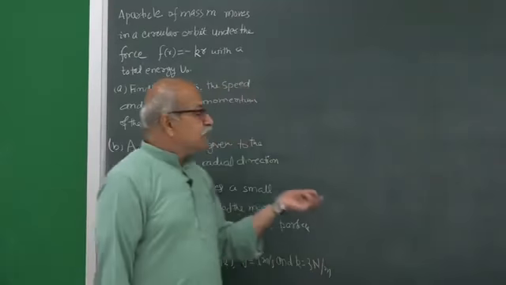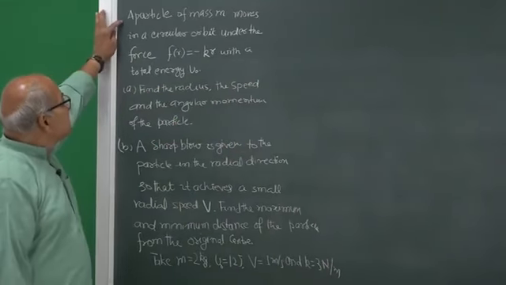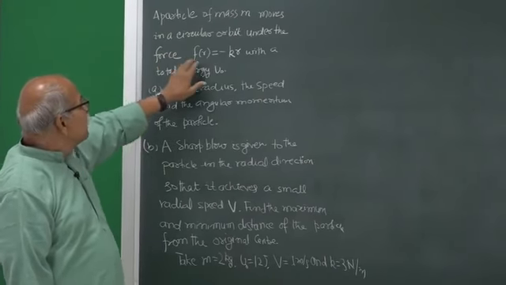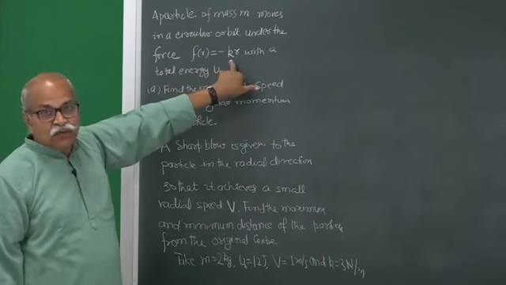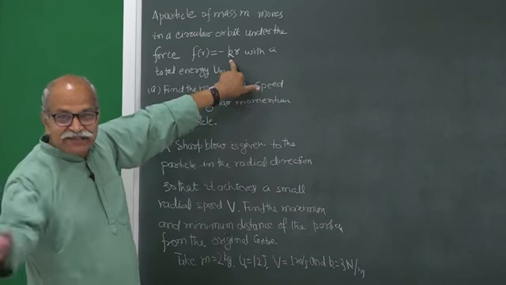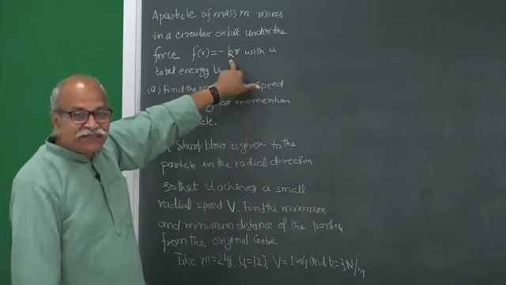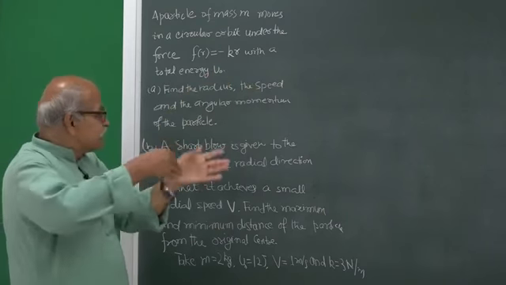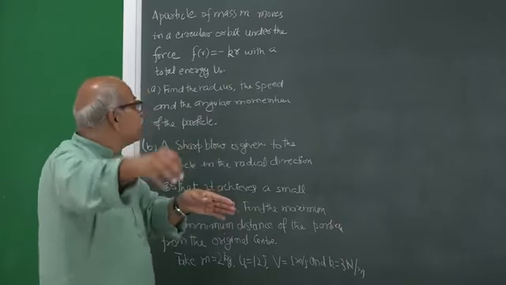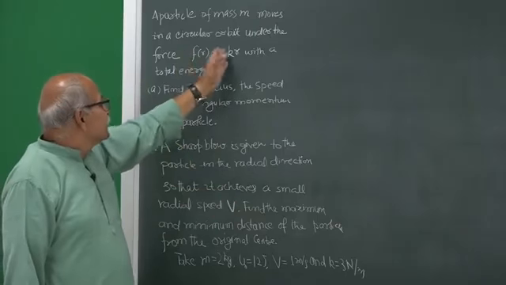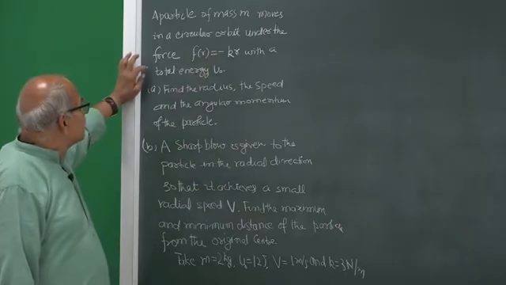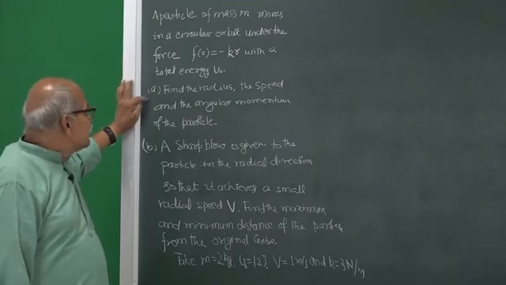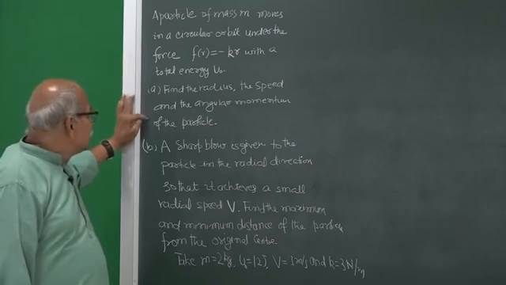So, this is our question. A particle of mass m moves in a circular orbit under the force F_r equal to minus Kr. You know what kind of force this is? You can have a spring attached to a mass and so on. In that Kleppner book, that figure is given where a spring is attached with the mass, and this kind of force is applied with a total energy u naught. So, total energy u naught is given. Find the radius, the speed and the angular momentum of the particle.